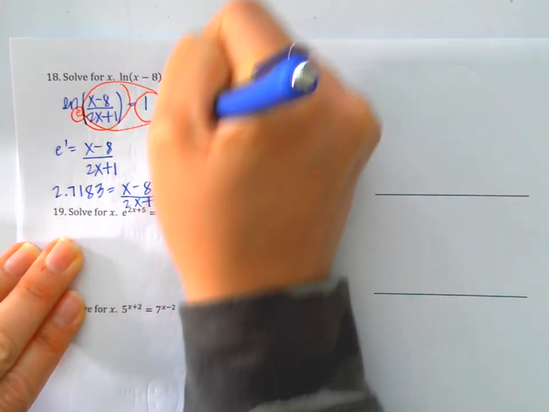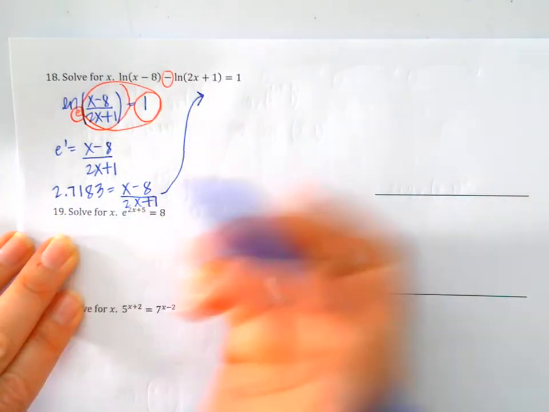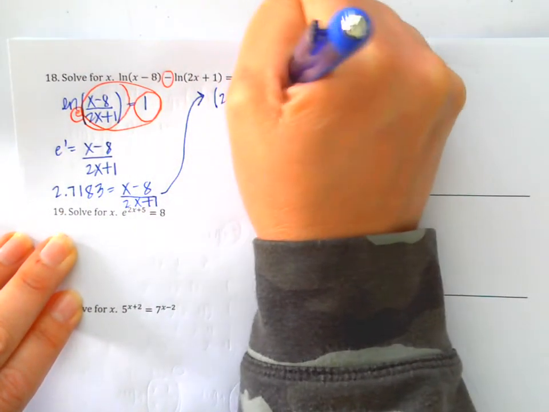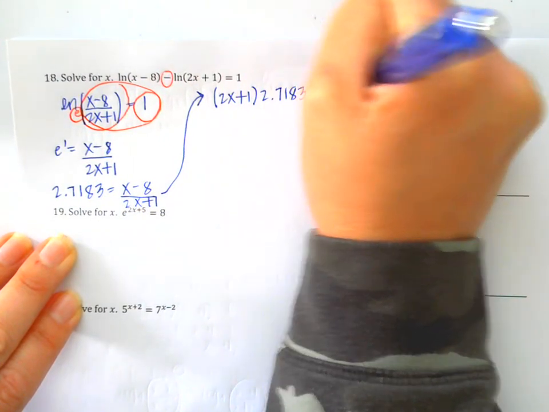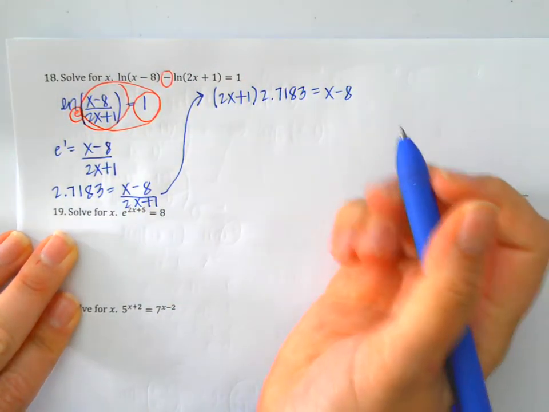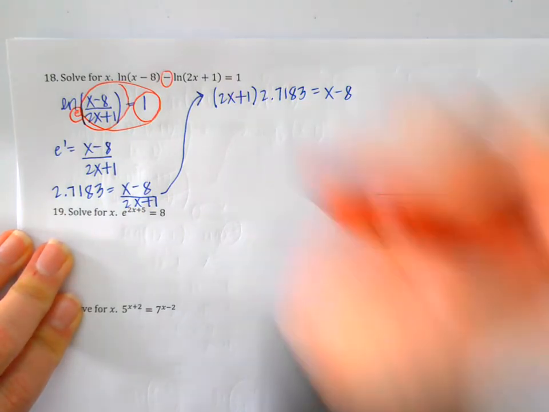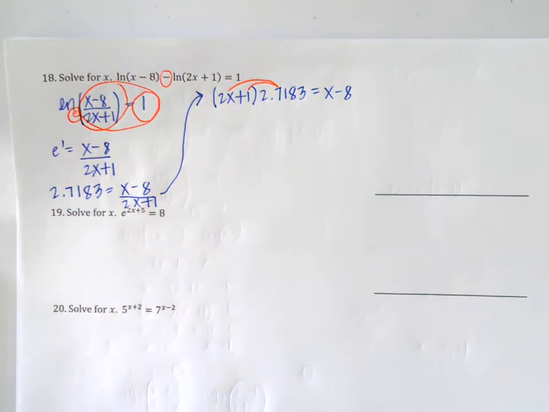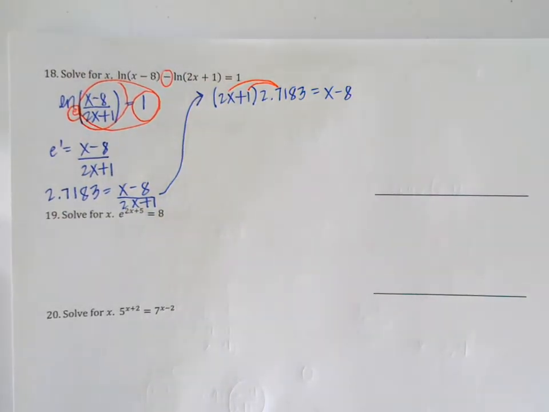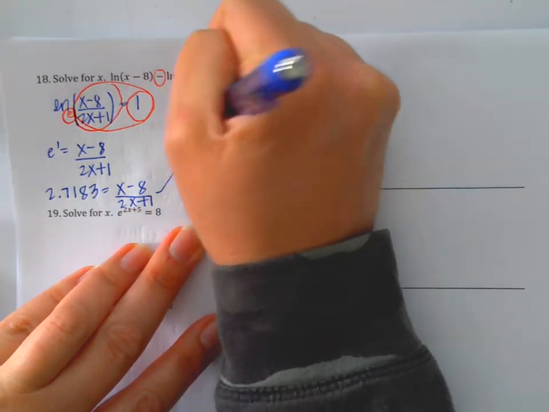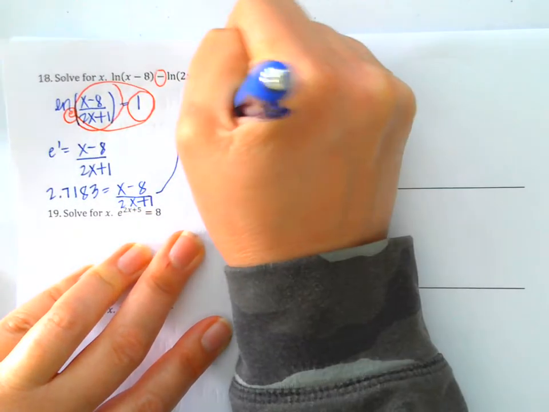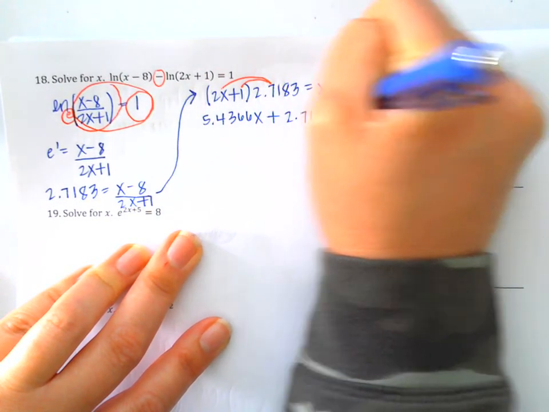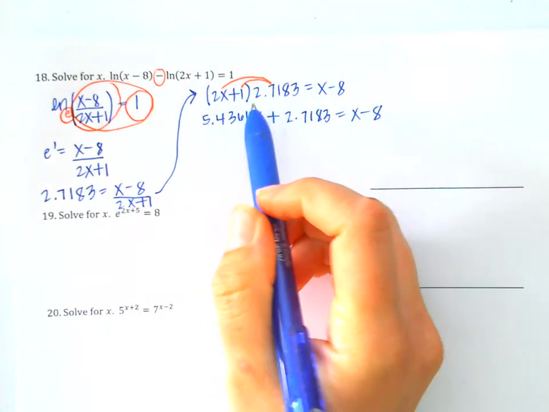And then I would start to solve for x. So I would multiply both sides by 2x plus 1. Distribute the 2.7183. Right, we're distributing to the 2x and the 1. So 2 times e really is 5.4366x plus 2.7183 equals x minus 8. So I just distributed the 2.7183.